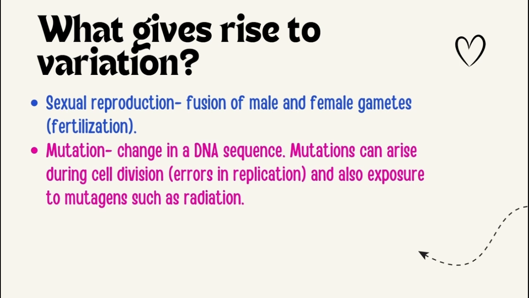And we said before that variation will come from sexual reproduction, the fusion of male and female gametes, where fertilization has to take place, right? And another way that variation can come about is through a mutation, right? So mutation means that there's a change in the DNA sequence, right?